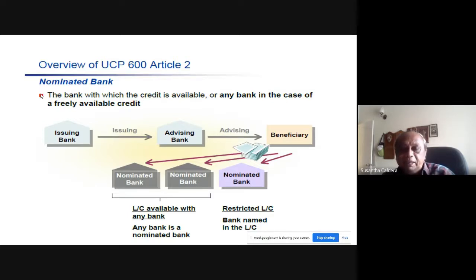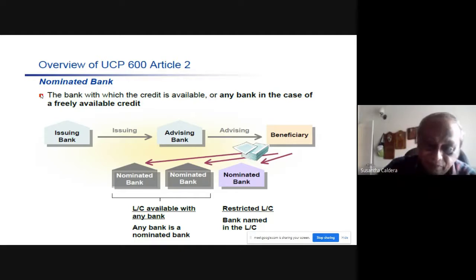Is the LC available with any bank now? Any bank is a nominated bank. But if the LC is restricted to Standard Chartered, then Standard Chartered is the name, the nominated bank as per the LC. Right? Practically, when a bank negotiates, it is at their own risk. Because of that, banks won't take that unnecessary, undue risk. Right?